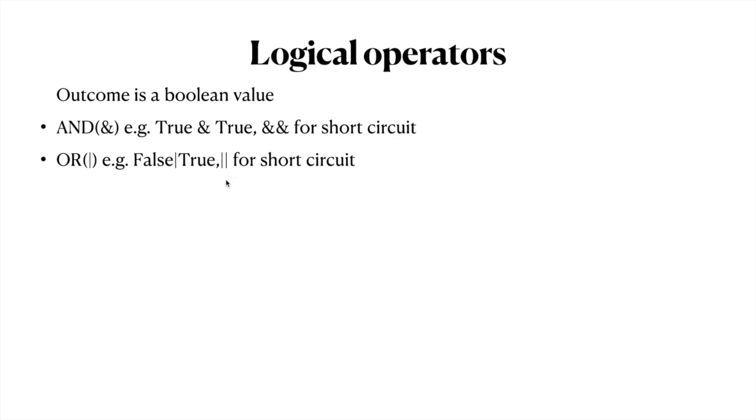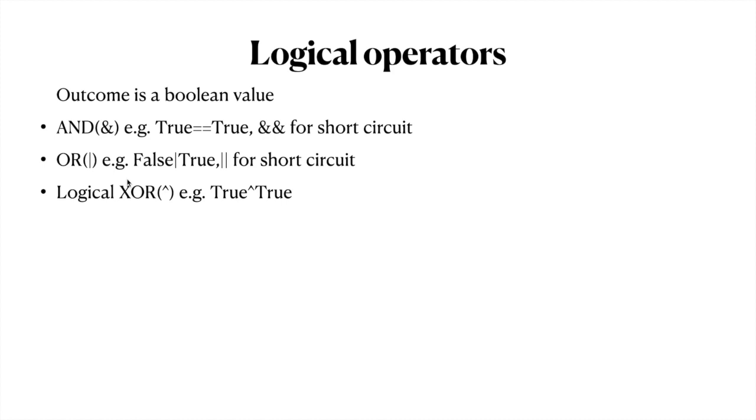So if the first operand of the OR operator, the double bar OR operator, is true, then it will execute the statement within that condition or loop, because whatever the result of the second argument, the result will be true, so it will continue on executing the statement within that condition or loop.